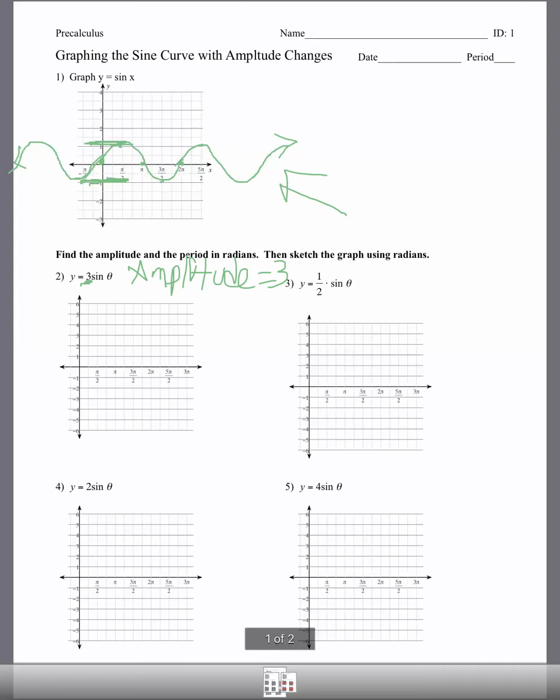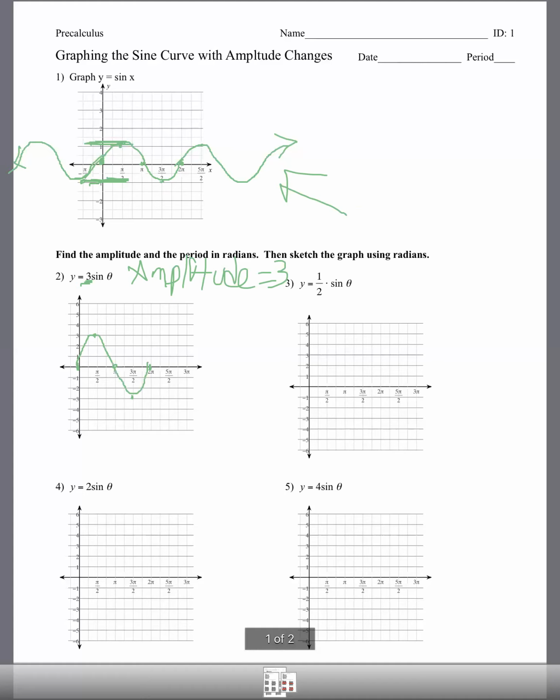Okay, so let's try it out. So I'm still going to start at the origin. Okay, that's how I know it's a sine curve. Sine curves always start at the origin unless I'm doing a shift, which again we'll talk about later. So now when I hit pi over 2, normally I'd be at 1, but now I'm going to be at 3 because that's my new amplitude. When I hit pi, I'm still at 0. 3 pi over 2 now goes down to -3. And then 2 pi comes back to 0. Okay, so this is what this graph looks like.